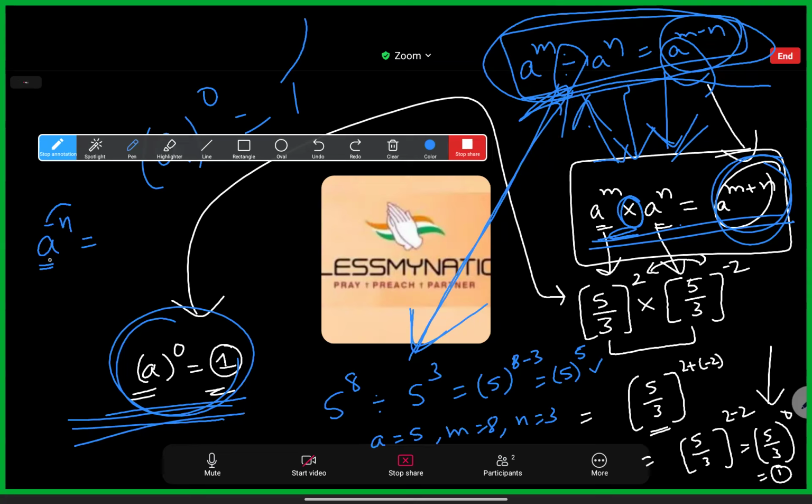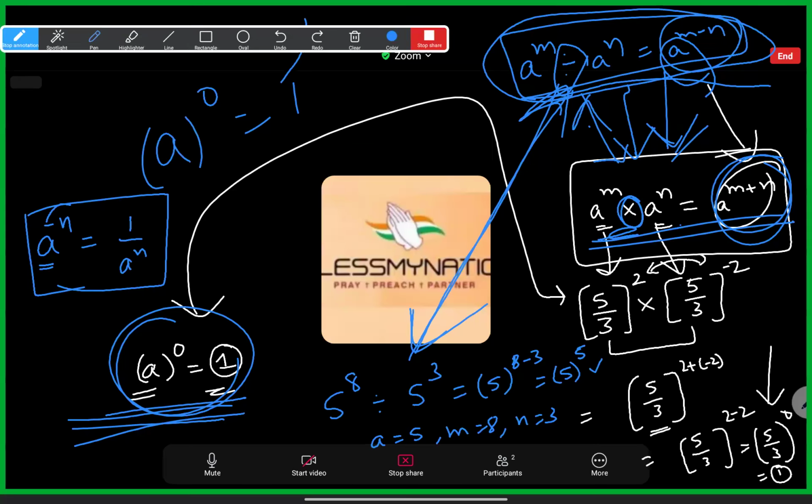Reciprocated means what? This has no denominator, which means it is over 1, no? So this will become 1 by a, and the negative power of a will become positive. So a power minus n is equal to 1 by a power n. Simply. So these are the 7 laws.